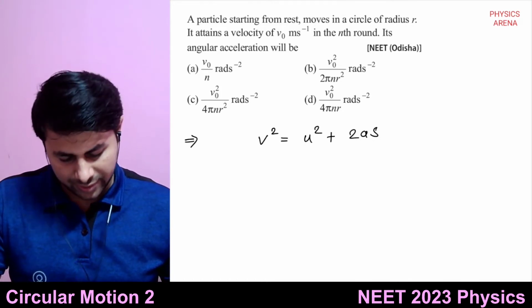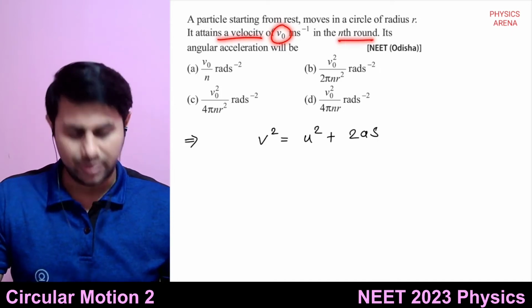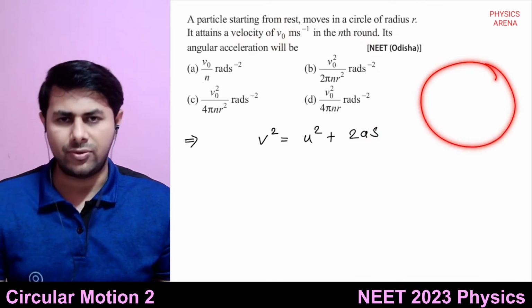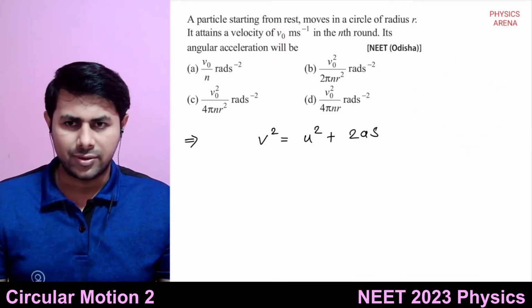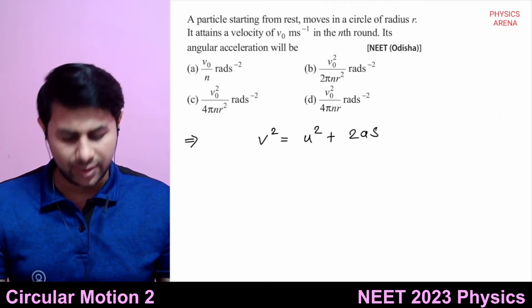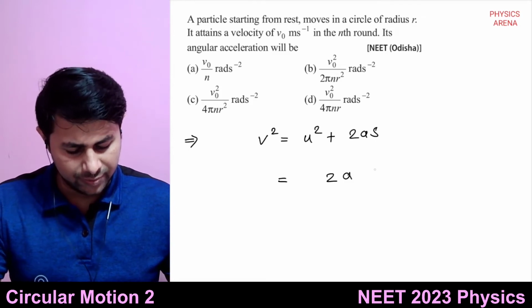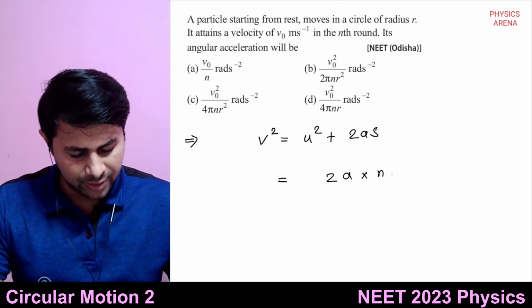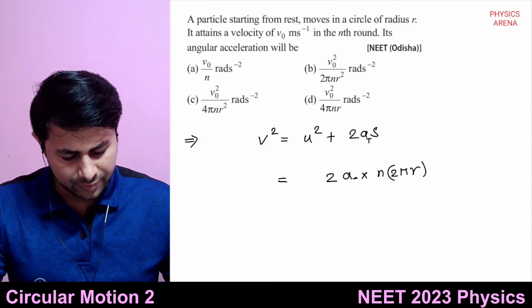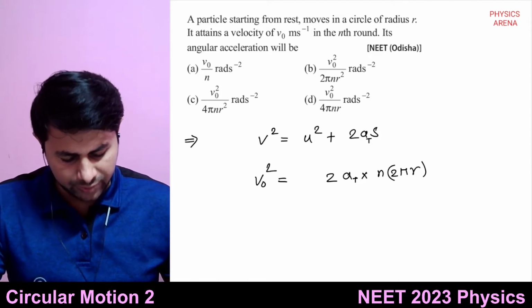Let us check. It attains velocity v naught in the nth round. So s will be equal to what? The distance covered in one round is 2 pi r. So in n rounds, it will cover n into 2 pi r. So 2 times a multiplied by n into 2 pi r, and this is tangential acceleration. So v, this is v naught square.